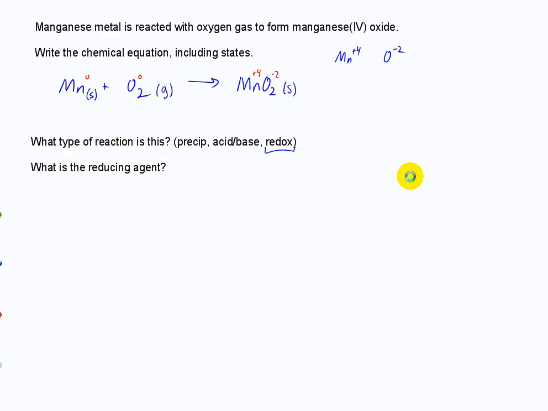Why is manganese the reducing agent? Because it's oxidized, right? It loses its electrons. It gives its electrons to the oxygen. So that makes it the reducing agent. So yes, let's do another one.